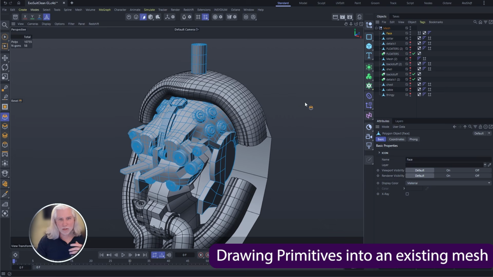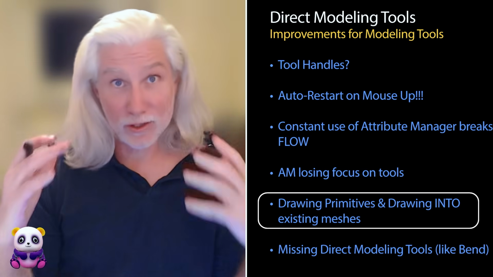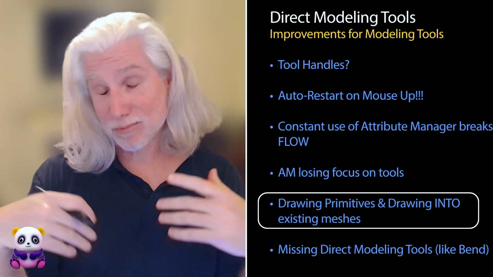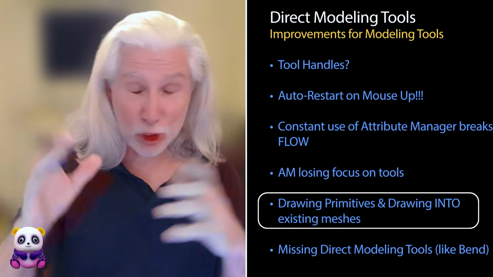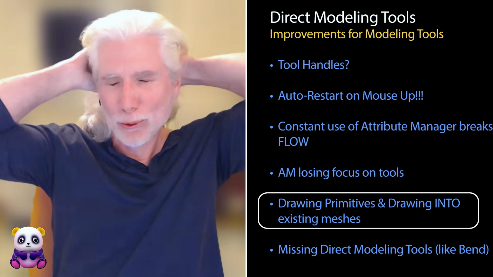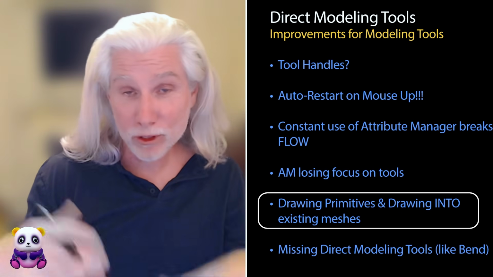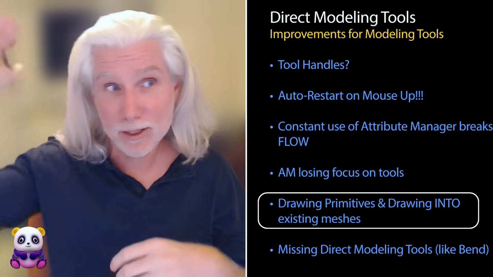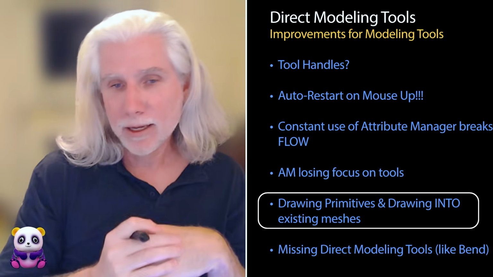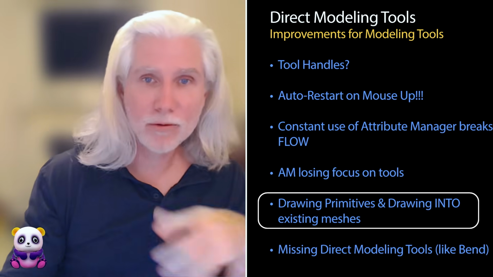So it's a multi-step process getting new geometry into an existing mesh. You've got to create a primitive. You mush it into place. You then connect them or connect and delete. And if you mess that up in the wrong order, you've got to rename and reorganize the hierarchy. And then you can start modeling. So it's a lot, right?